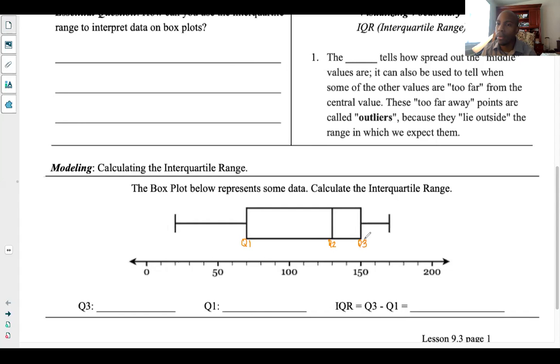There are essential components here. Do I need to know the minimum and the maximum right now? No, because we're not creating the dot plots or the box plots. We already have a box plot, right? We're not creating box plots. We're just interpreting them, taking data from them to find other major things that we should know. So we're going to identify quartile 3 first. Quartile 3 of this data is 150.